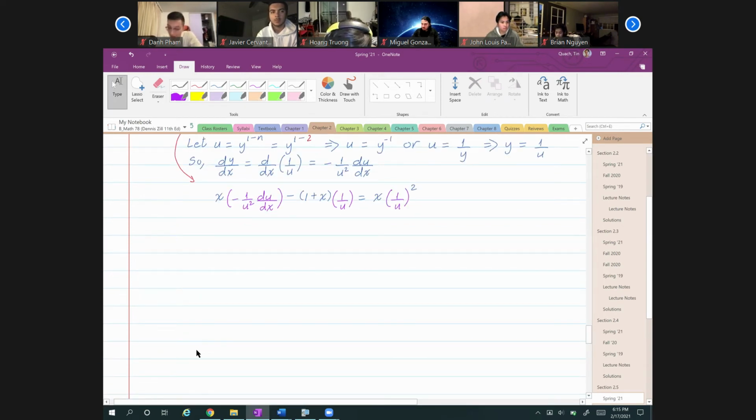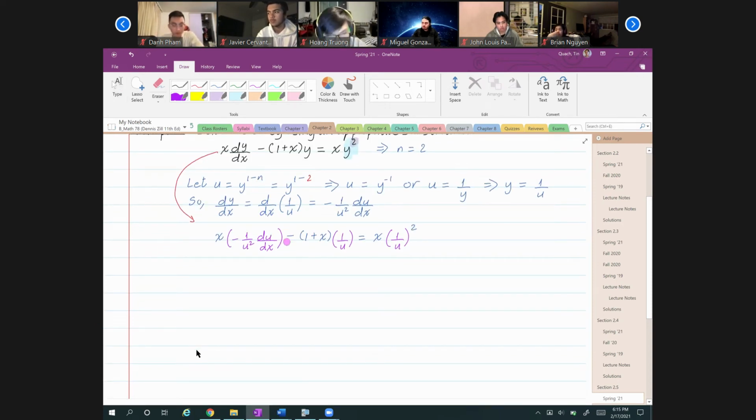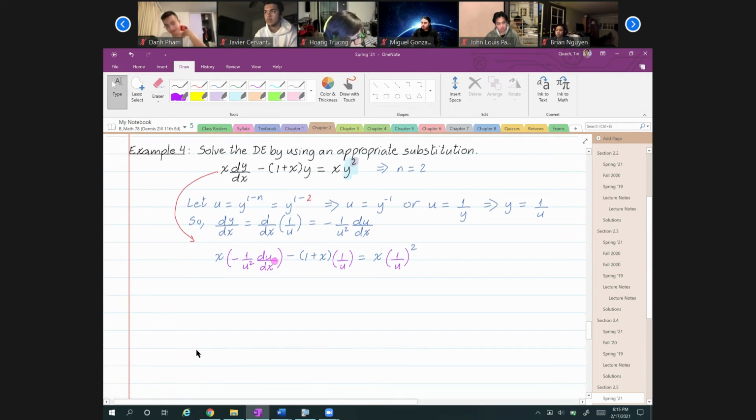If you want to write it in standard form, your differential equation is now in du/dx, not dy/dx anymore. So you want to write it in standard form. That means you want to get du/dx by itself. So you need to multiply both sides by the reciprocal of this, which is negative u squared over x. Does it make sense?